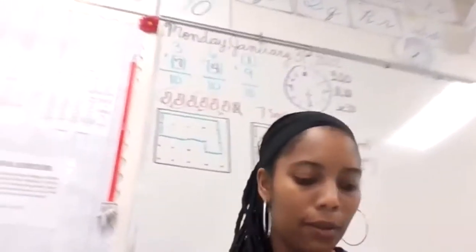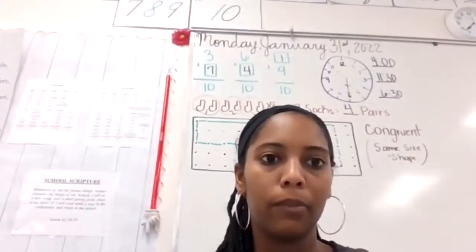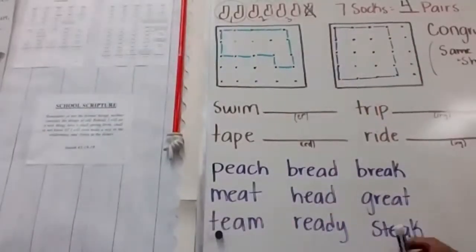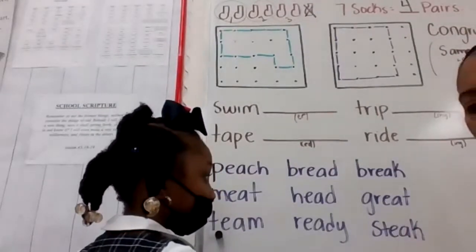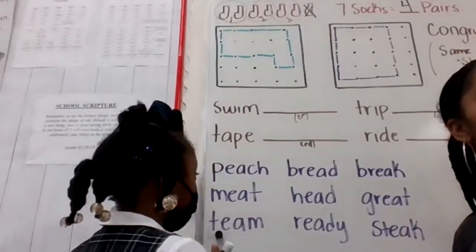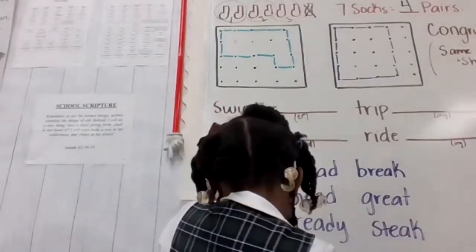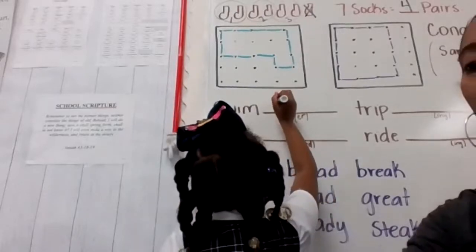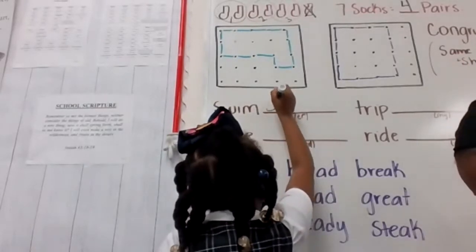Let's go ahead and move on to phonics. Good job with that. All right. So go ahead and write swimmer. Okay, so make sure you follow that rule. There's a rule there. W-I-R-R.